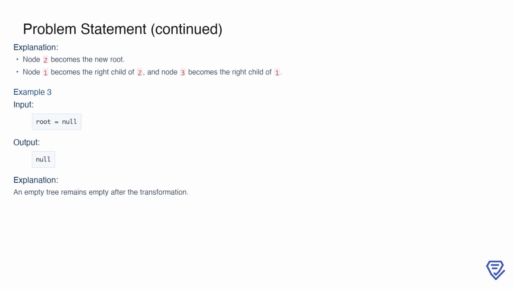Looking at the explanation for this example, we can see the tree's transformation step by step. Node 2 is now the root, as it was the leftmost node in the original tree. Node 1, the original root, becomes the right child of node 2, and node 3 shifts to become the right child of node 1. This process adheres to the rules of the upside-down transformation. For an even simpler case, such as an empty tree where the root is null, the output will also be null, since there is nothing to transform. An empty tree remains unchanged.